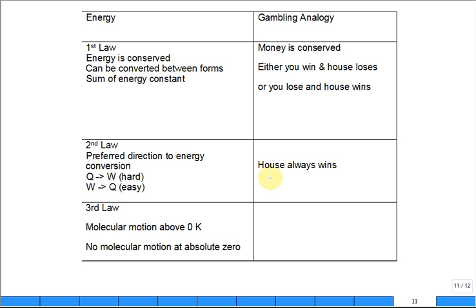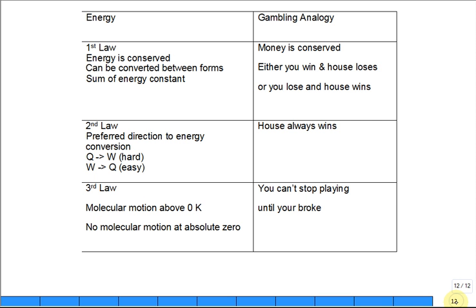The second law is the house always wins. That's the analogy there. It's a preferred direction in the transfer of money. And the third law is, unfortunately, you can't stop playing until you've reached absolute zero.